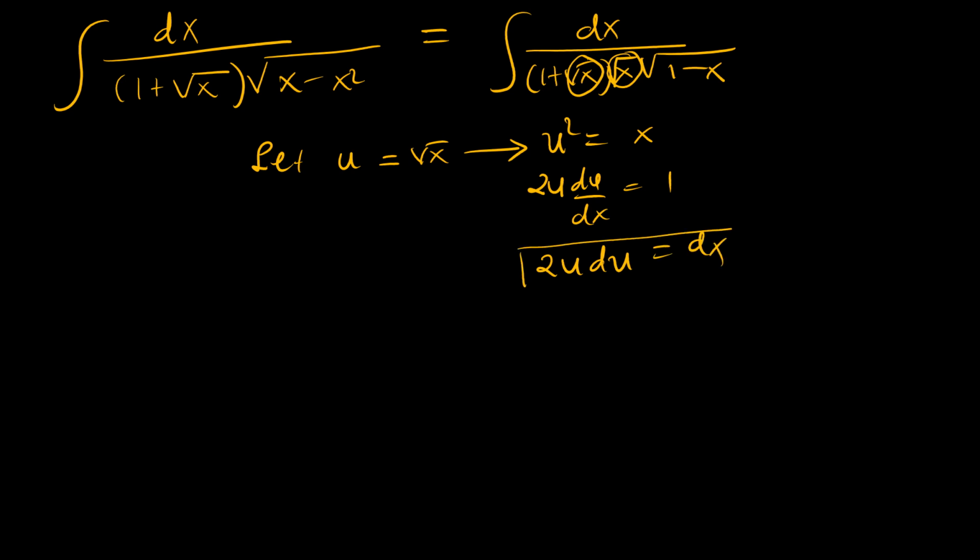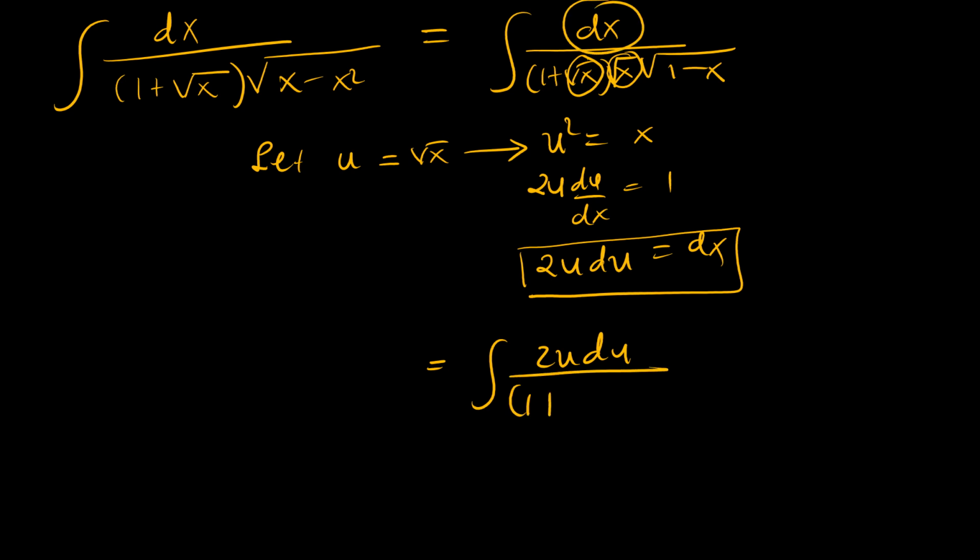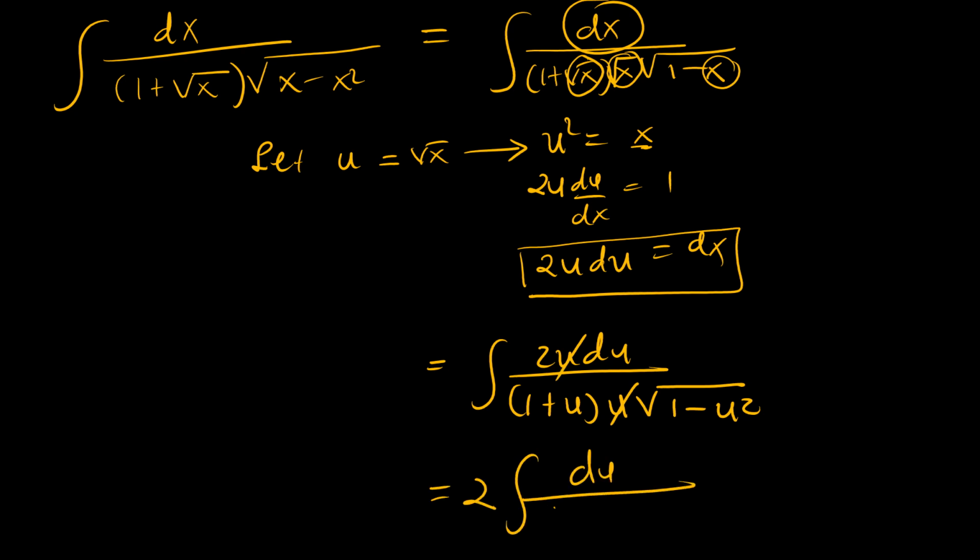Very important part here. So our integral now becomes 2u du in place of dx, over, in place of the square root of x, we have u, times the square root of 1 minus u squared, where this x here is u squared. And that would cancel, so we have 2 du over 1 plus u times the square root of 1 minus u squared. So we've gotten there, right?